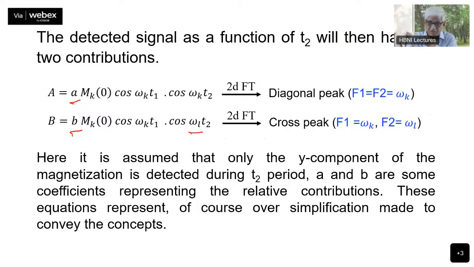Okay. Now, if I do a two-dimensional Fourier transformation here, what are the frequencies? What is the frequency in the F1 period? In the F1 period, the frequency is omega k, and in the F2 period is also omega k. Therefore, this will appear as a diagonal peak. If I make a plot here, this is F2, this is F1, and this is omega k, and this is omega L, let us say. Okay, so the A term gives you the diagonal peak. It gives you a peak here because it is the same frequency along both frequency axes.